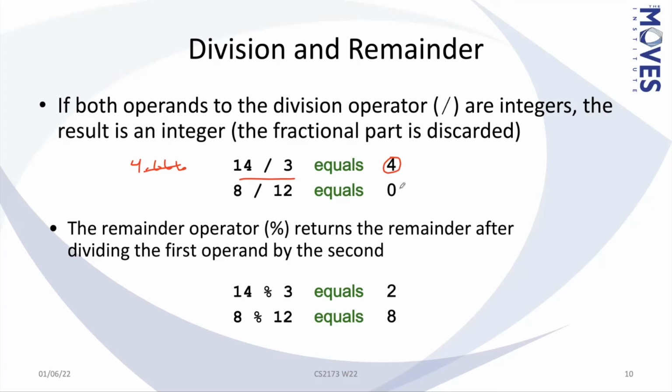Likewise, 8 over 12, that's 0. Now the remainder or modulo operator: 14 divided by 3, the remainder is 2. 8 divided by 12, the remainder is 8. I assume you've encountered all these before, but again, the main thing to watch out for is integer division.